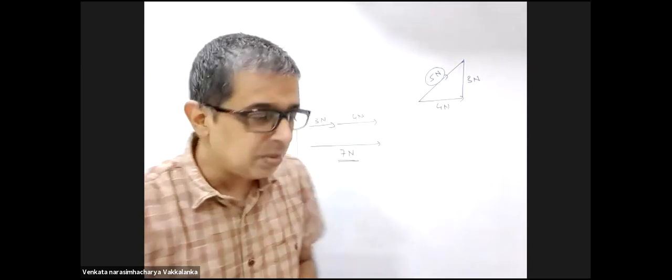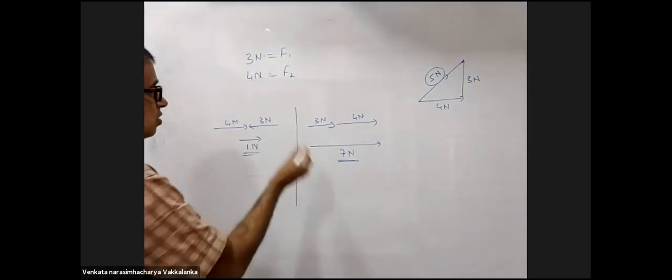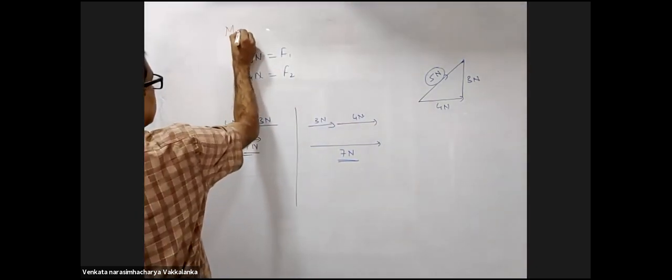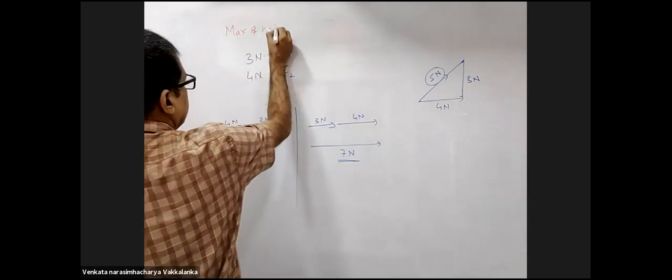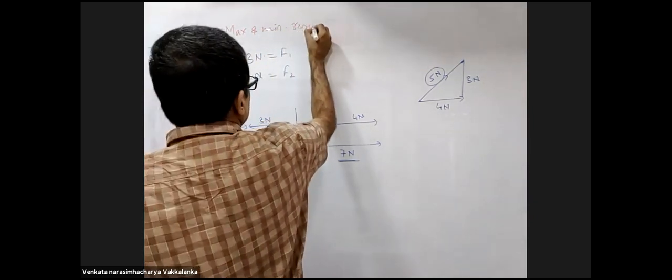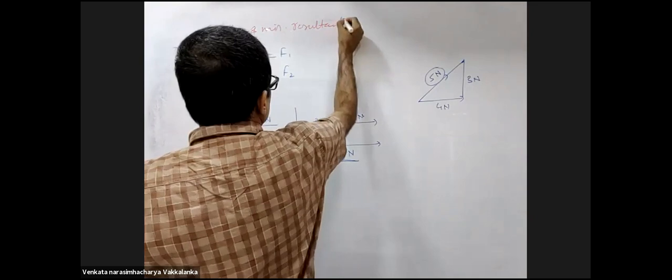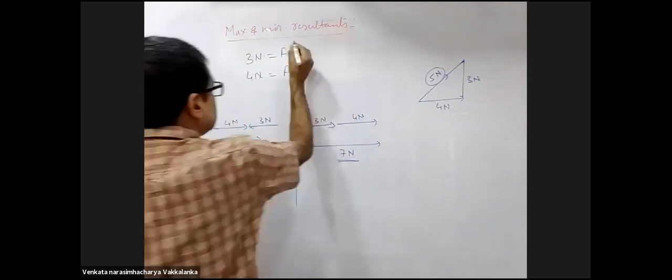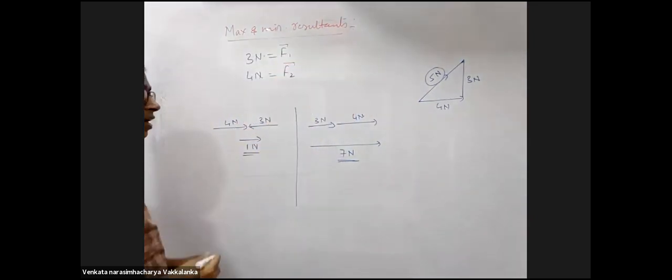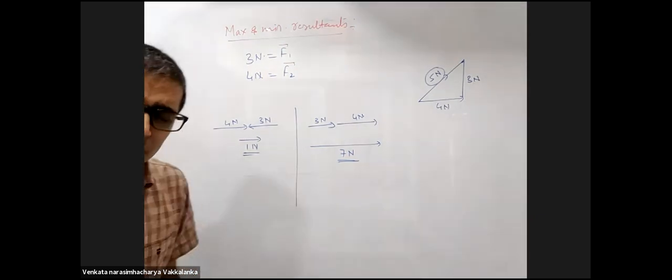So these are the maximum and minimum resultants we can have. I took two examples and explained. Make a note of it. They will give you any two numbers.